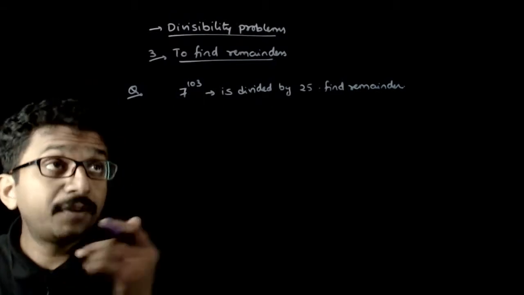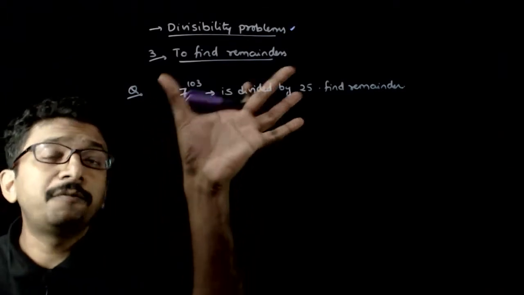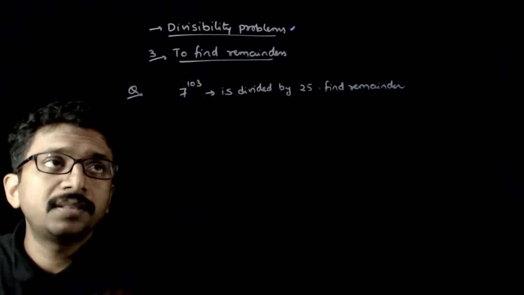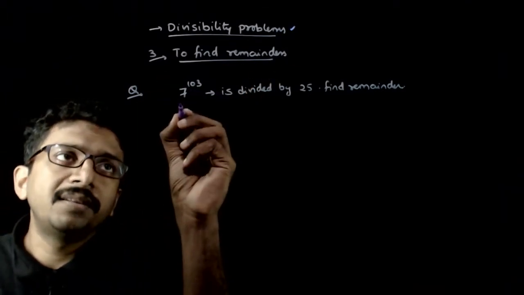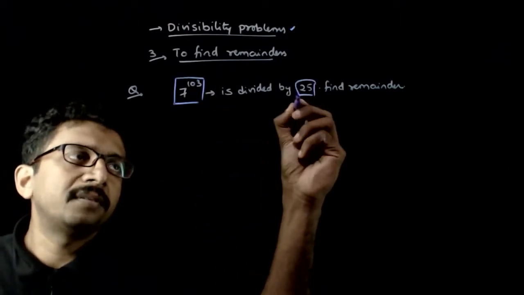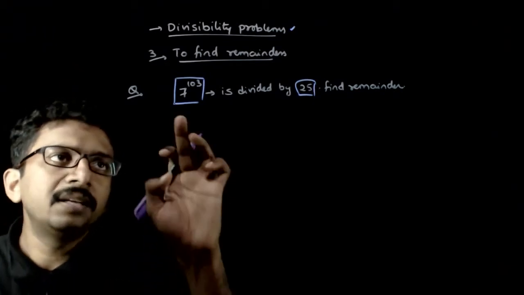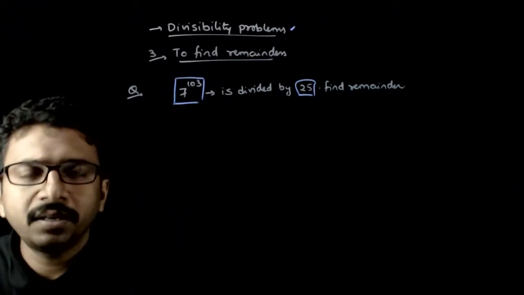So now the third type of question given in divisibility problems is to find the remainders. For example, you'll be given a question like this: 7 power 103 is divided by 25, and you are asked to find the remainder. Find the remainder when 7 power 103 is divided by 25.